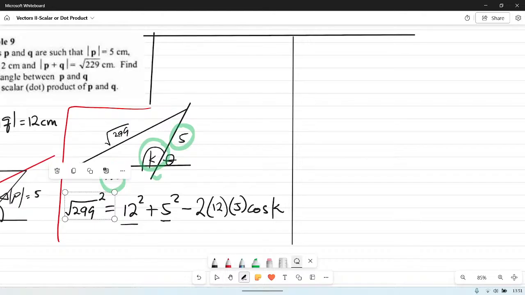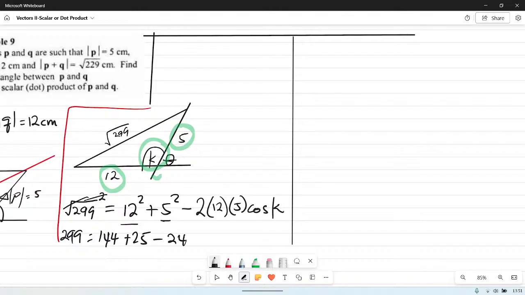Okay, so let's simplify this. 2 cancels the root. So 299 equals 144 plus 25 minus 120 cos k, because 2 times 5 times 12 is 120. 299 equals 169 minus 120 cos k. So 120 cos k equals 169 minus 299.